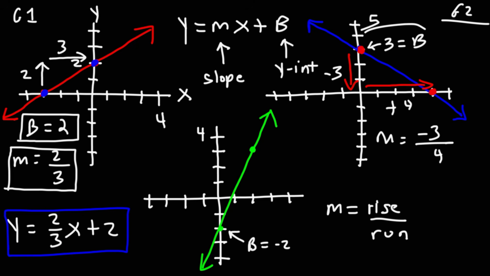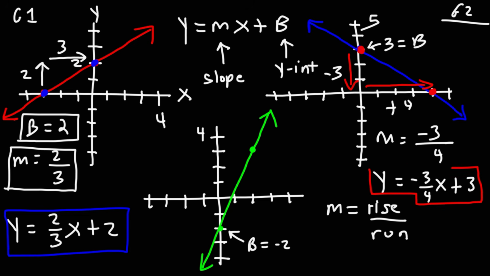So we have a y-intercept of 3, and we have a slope. So now we could just replace m and b, and we're going to get the answer. So for the second example, it's going to be y is equal to -3 over 4 times x plus b, the y-intercept. So that's how you can get the equation of the line from the graph.